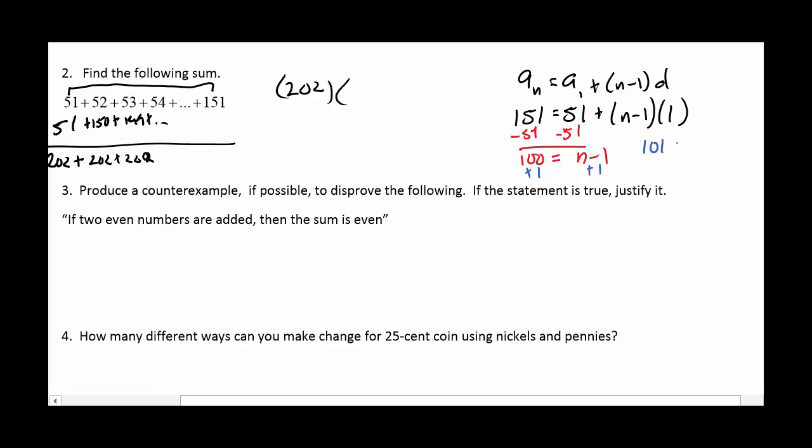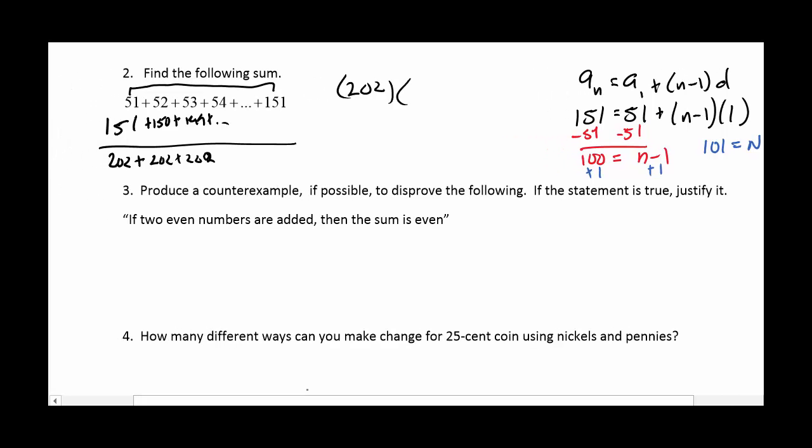And so I get that n is 101. So you want to be very careful, because I have a lot of students that will tell me that from 51 to 151 it took 100 steps, and it actually took 101 steps. And so that'll affect their final answer.